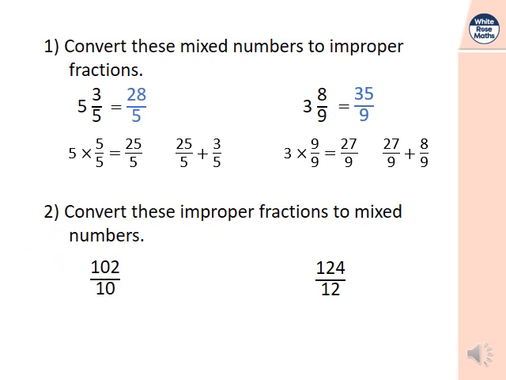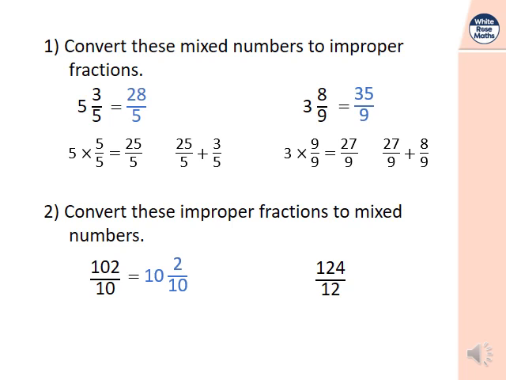And we have 102 tenths. Well, we hopefully know that 10 tenths is 1 whole. So 100 tenths would be 10 wholes. And then that would leave us with the 2 tenths left over. So 102 tenths is the same as 10 wholes and 2 tenths.